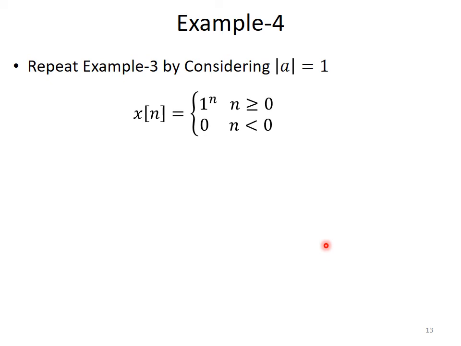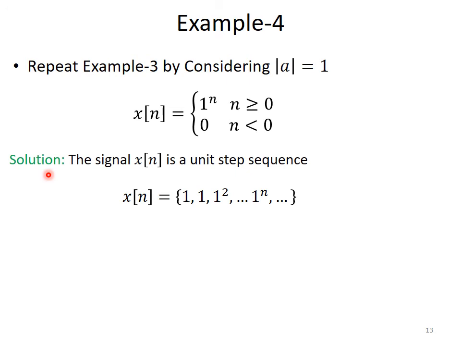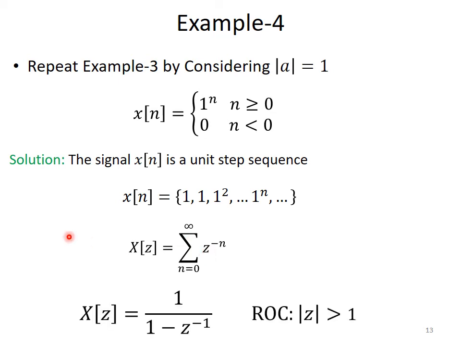now this example is exactly like example number 3, only the magnitude of a is equal to 1. So in that case, x of n would be equal to 1 power n when n is greater than or equal to 0, and it is 0 elsewhere. So it is simply a unit step sequence, and this can be written in this form: x of n equal to 1 for all the values of n greater than or equal to 0. Or in the Z transform formula, we can substitute from n equal to 0 to infinity 1 into z power minus n, and the X of z would be 1 upon 1 minus z power minus 1.